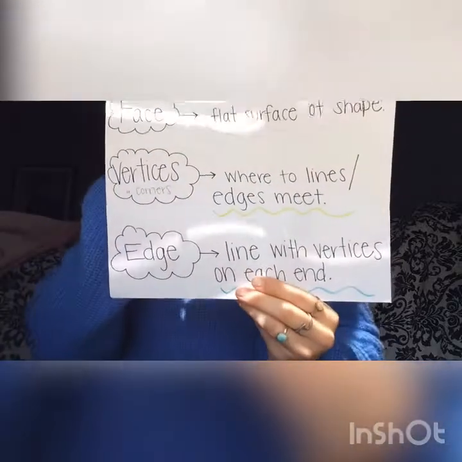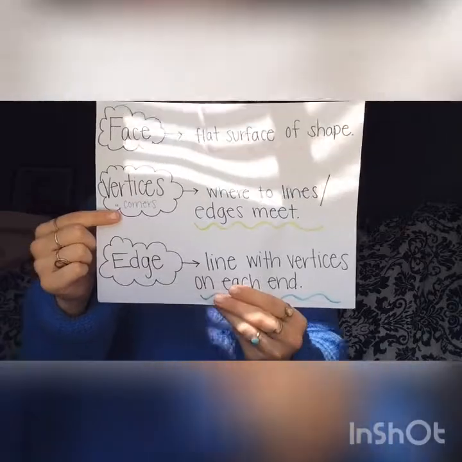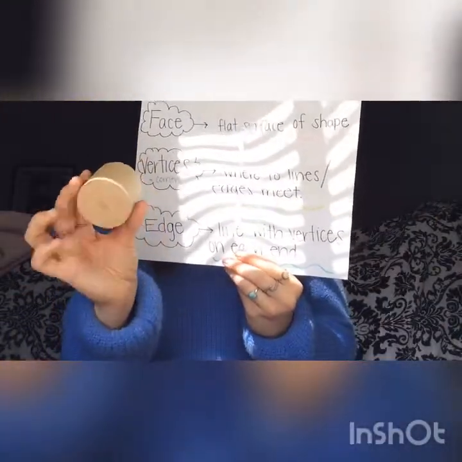The next thing you're looking for is the vertices or the corners. So we've already done this with a few shapes. And if I look at my cylinder, I don't really see any corners on here. So I don't know that this one has any corners or vertices. But if I look at my cone, I think I see a vertex or a corner right here. So this cone has one. My cylinder does not have any vertices.